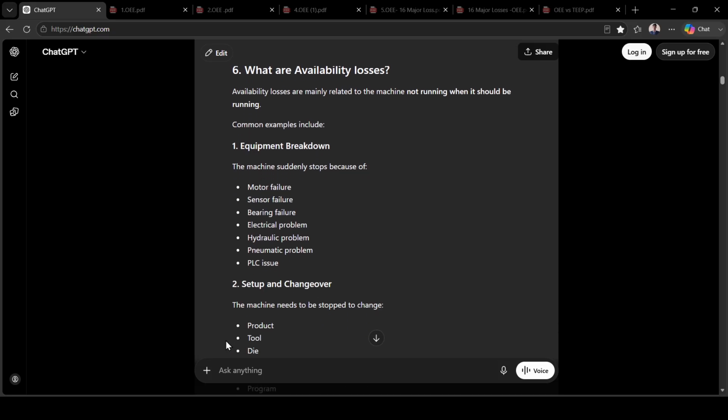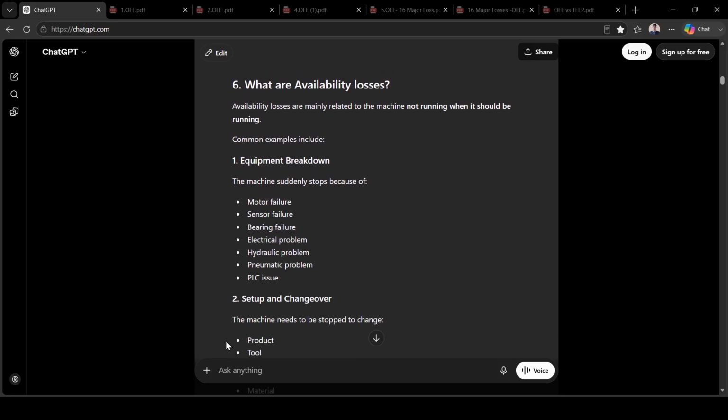Then what are the availability losses? The availability losses are mainly related to the machine not running when it should be running. Common examples include equipment breakdown. The machine suddenly stopped because of motor failure, sensor failure, bearing failure, electrical problems, hydraulic problems, pneumatic problems, PLC issues, and that type of equipment breakdowns.